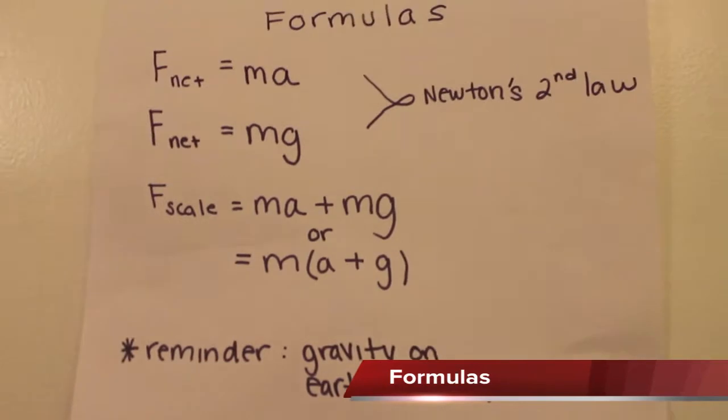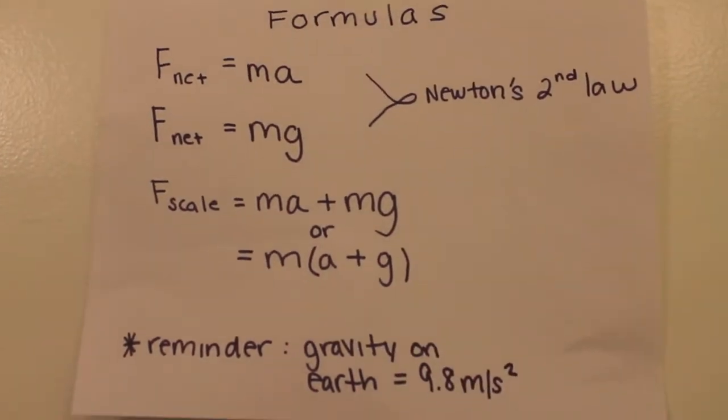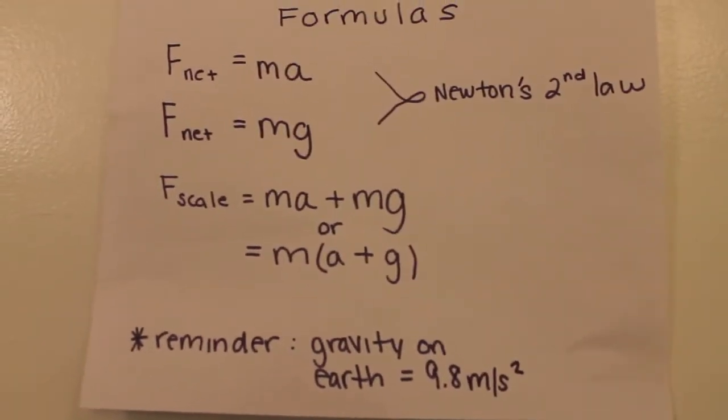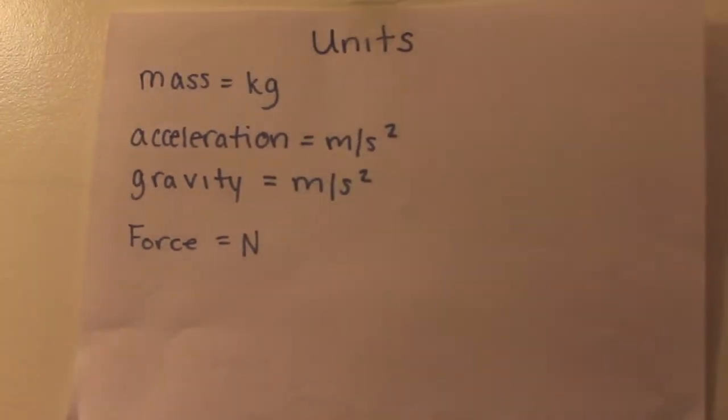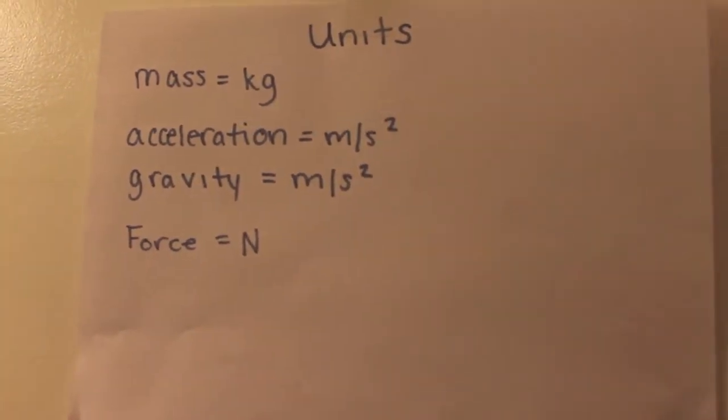The formulas we're going to be using for elevator problems are Fnet equals ma, Fnet equals mg, and F scale equals ma plus mg. The units you want to use for elevator problems are kilograms, meters per second squared, and newtons.